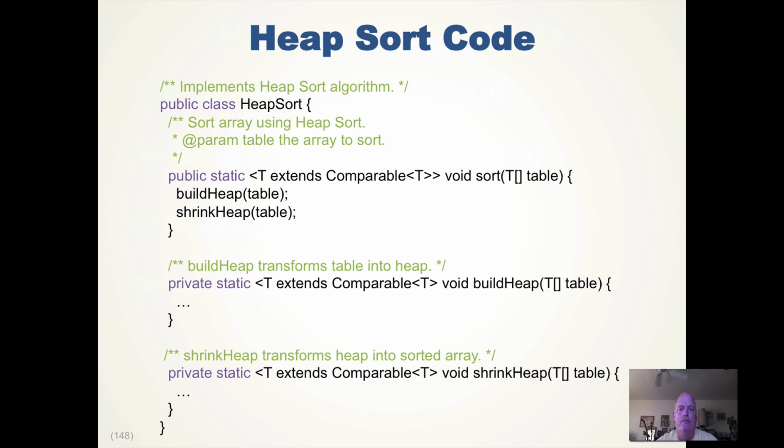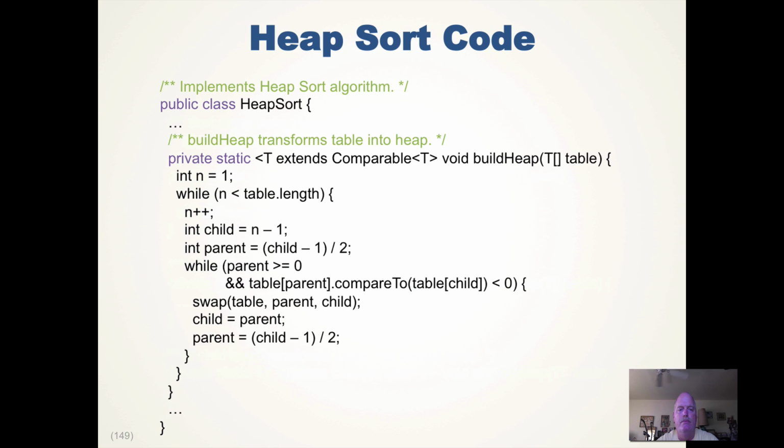So here's the algorithm, or the code for the heap sort. We have our sort method. First step is to build the heap based on the table, and then we shrink the heap on the table. We have two helper methods: to build the heap given the array, and to shrink the heap given the array.